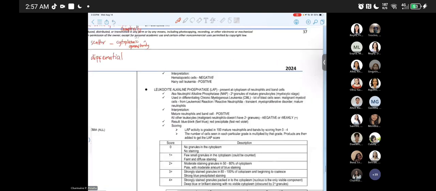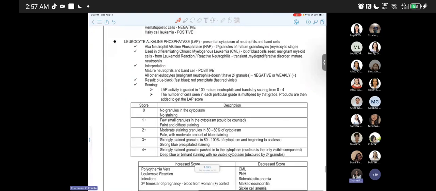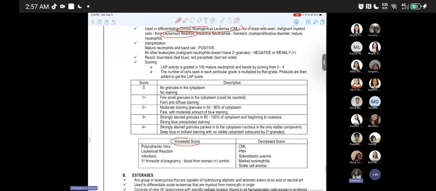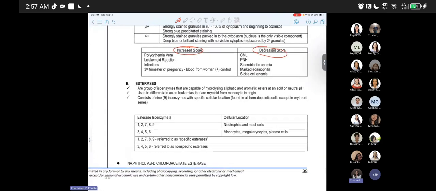Next, LAP or leukocyte alkaline phosphatase. So as mentioned earlier, ito yung ginagamit to differentiate chronic myelogenous leukemia from leukemoid reaction. So ito yung mga increased LAP score, ito yung mga decreased LAP score. Next, we have the esterases. So kanina, we have mentioned ang esterases, ginagamit siya for granulocytes and monocytes specifically. So we have specific esterases and non-specific esterases.